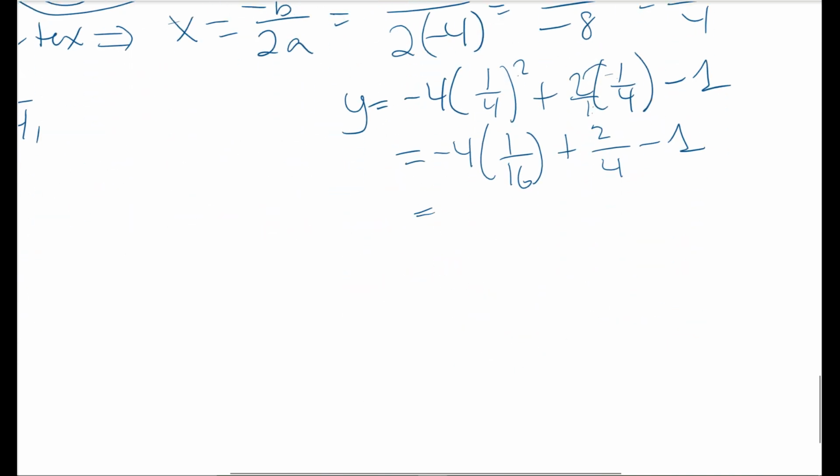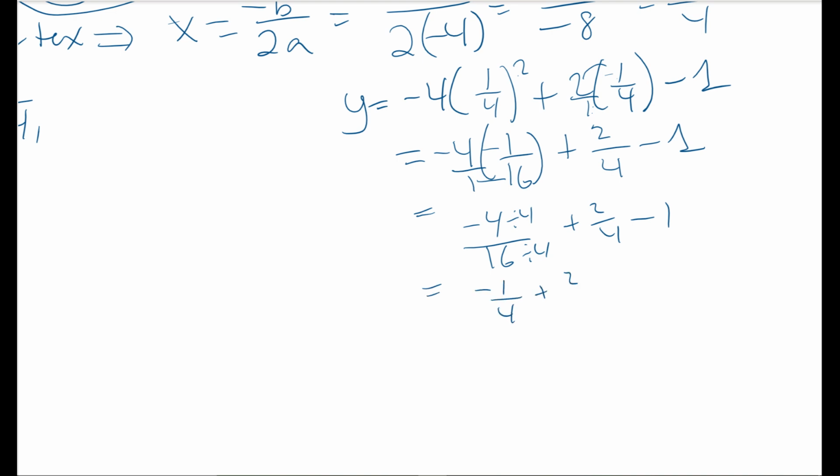All right, same deal here. So we have negative 4 times 1 is negative 4, and the invisible 1 on the bottom times 16 is 16. And this reduces to negative 1/4. So let's divide this by 4, top and bottom. Let's bring everything else down. So it's negative 1/4 plus 2/4 minus 1. So this will be 1/4 minus 1.